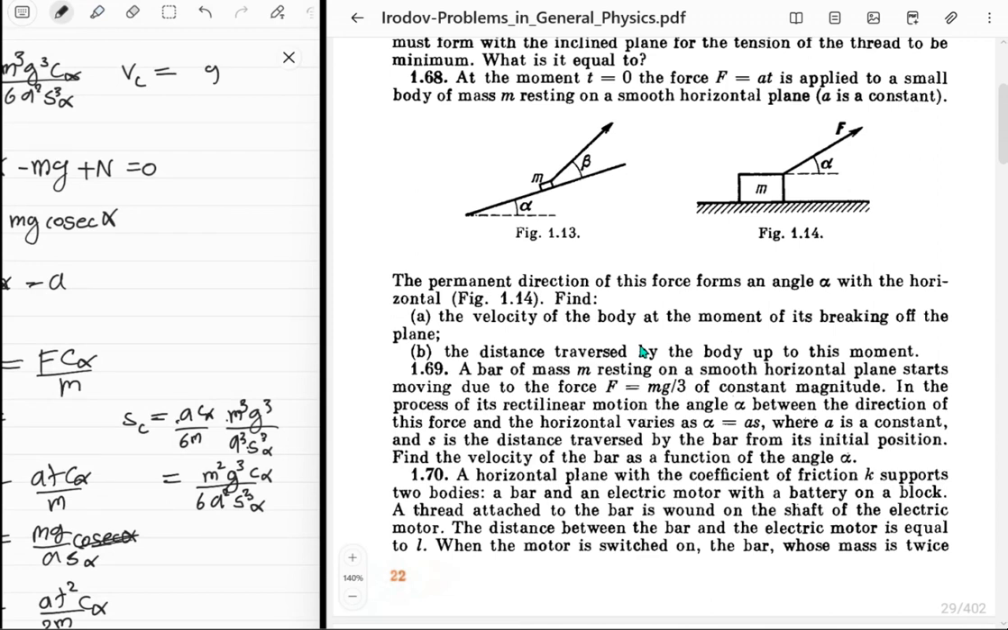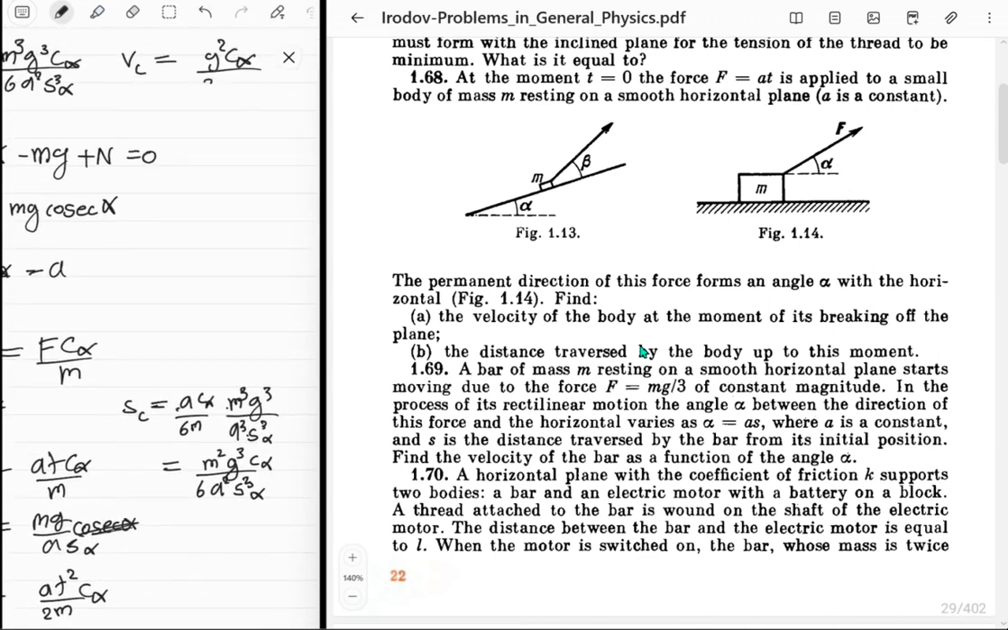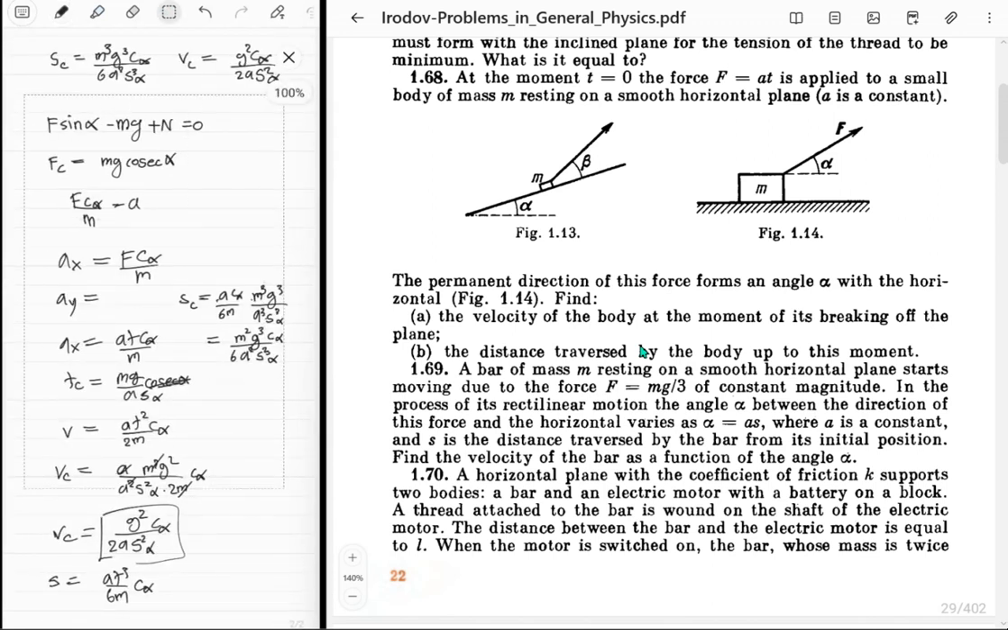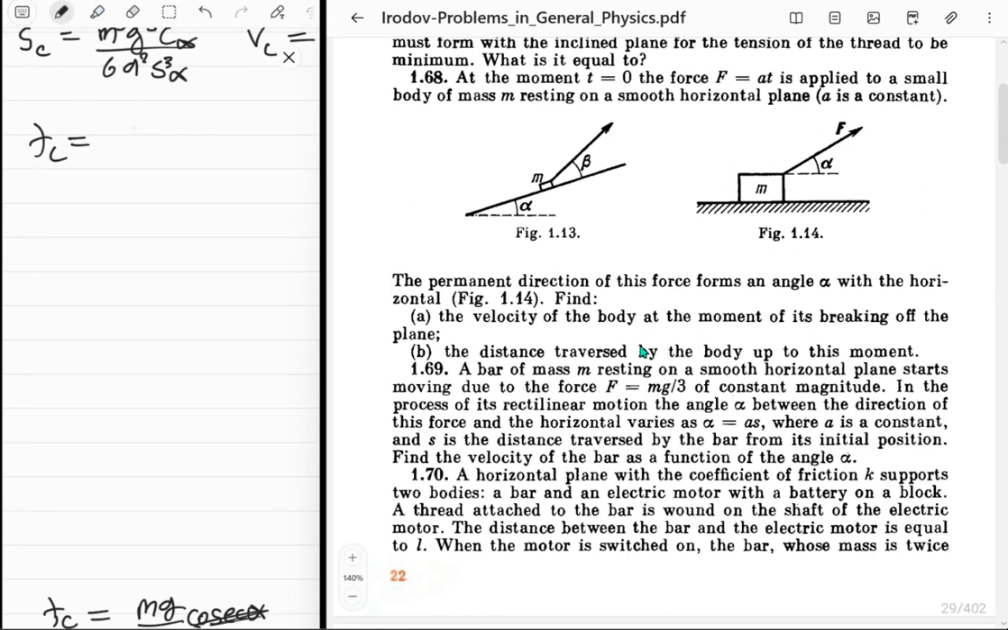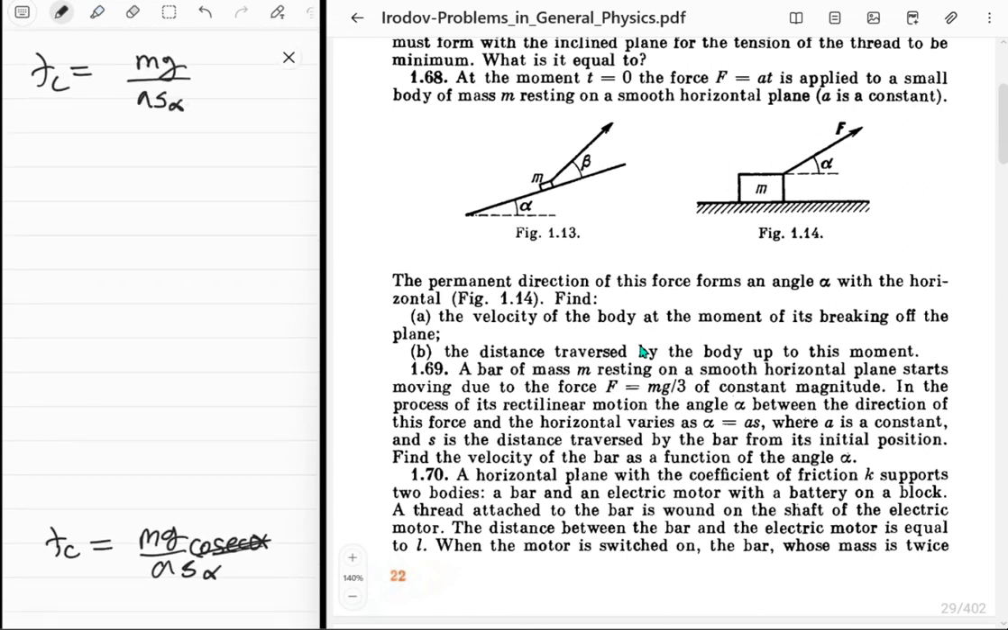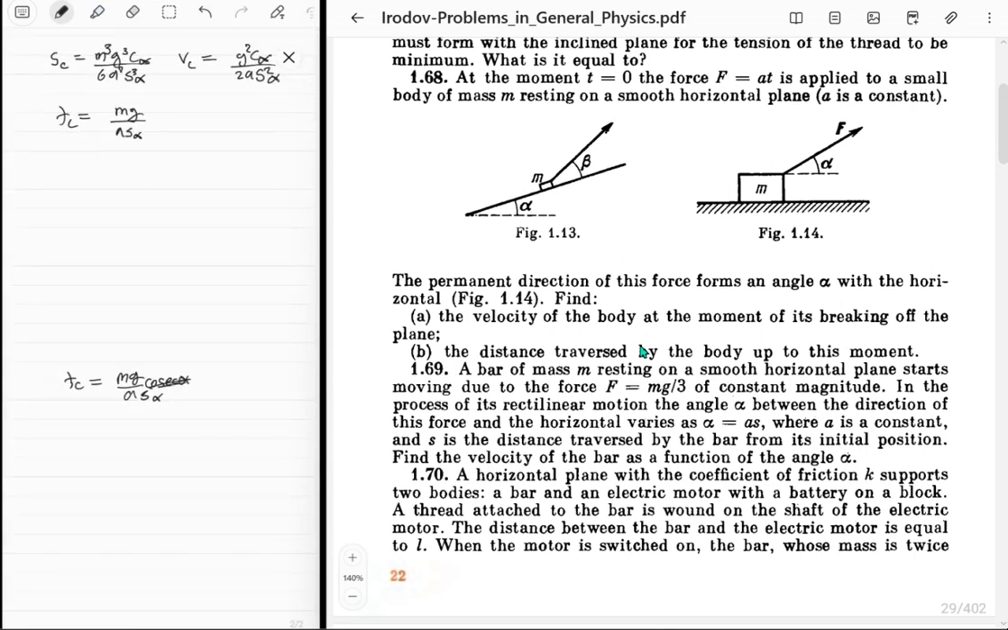this g squared cosine alpha upon 2a sine squared alpha. Cancel all of that. So critical time is mg upon a sine alpha. This is so stupid. Yeah, fine. That's it. These are our answers. So what we want is the velocity of the body at the moment of taking off, and the distance traveled by the body. So a is this thing and b is that thing. Let's line them up. This thing is a, this thing is b.